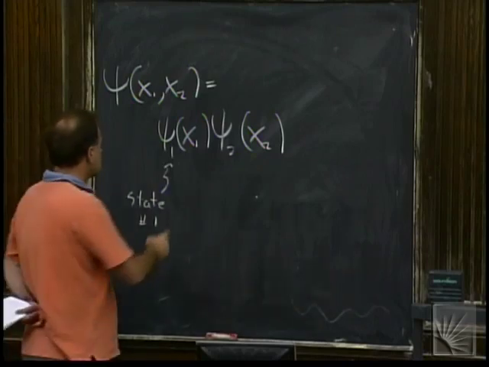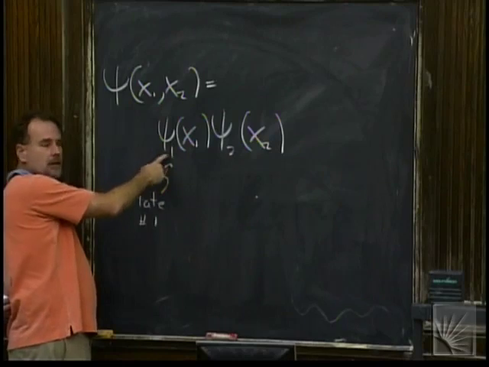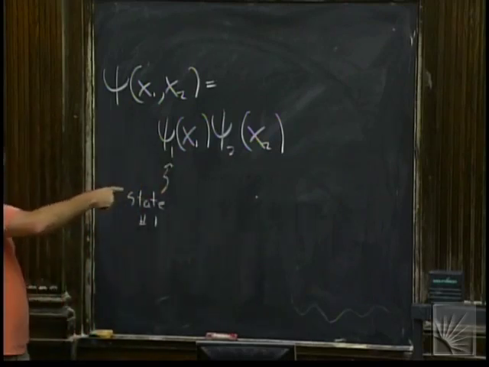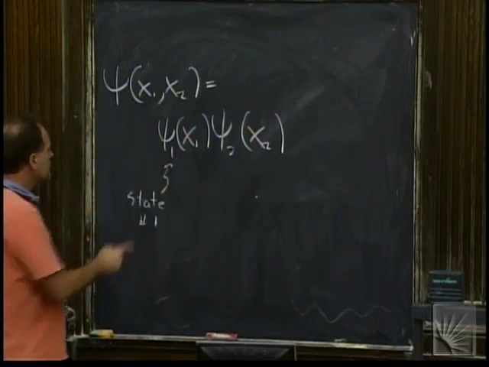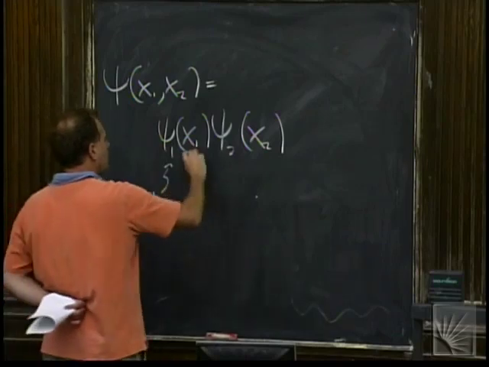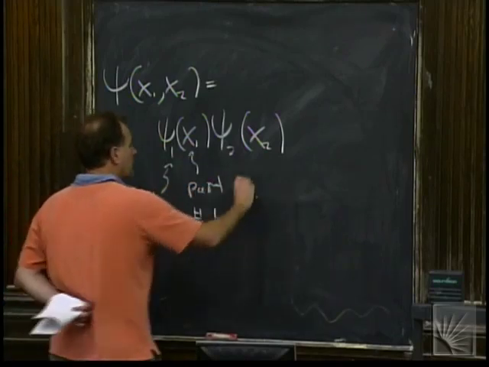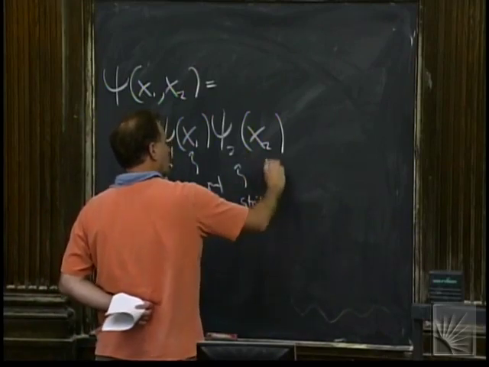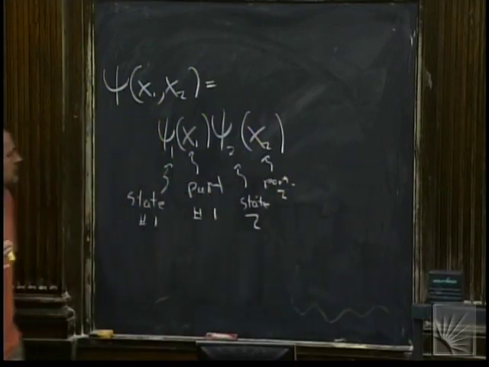Okay. So I put a subscript here. The book uses n and n prime for this. I'm going to put a number there, but it's the same idea. So I put state number 1 for particle number 1, and this is state 2 for particle 2, right?